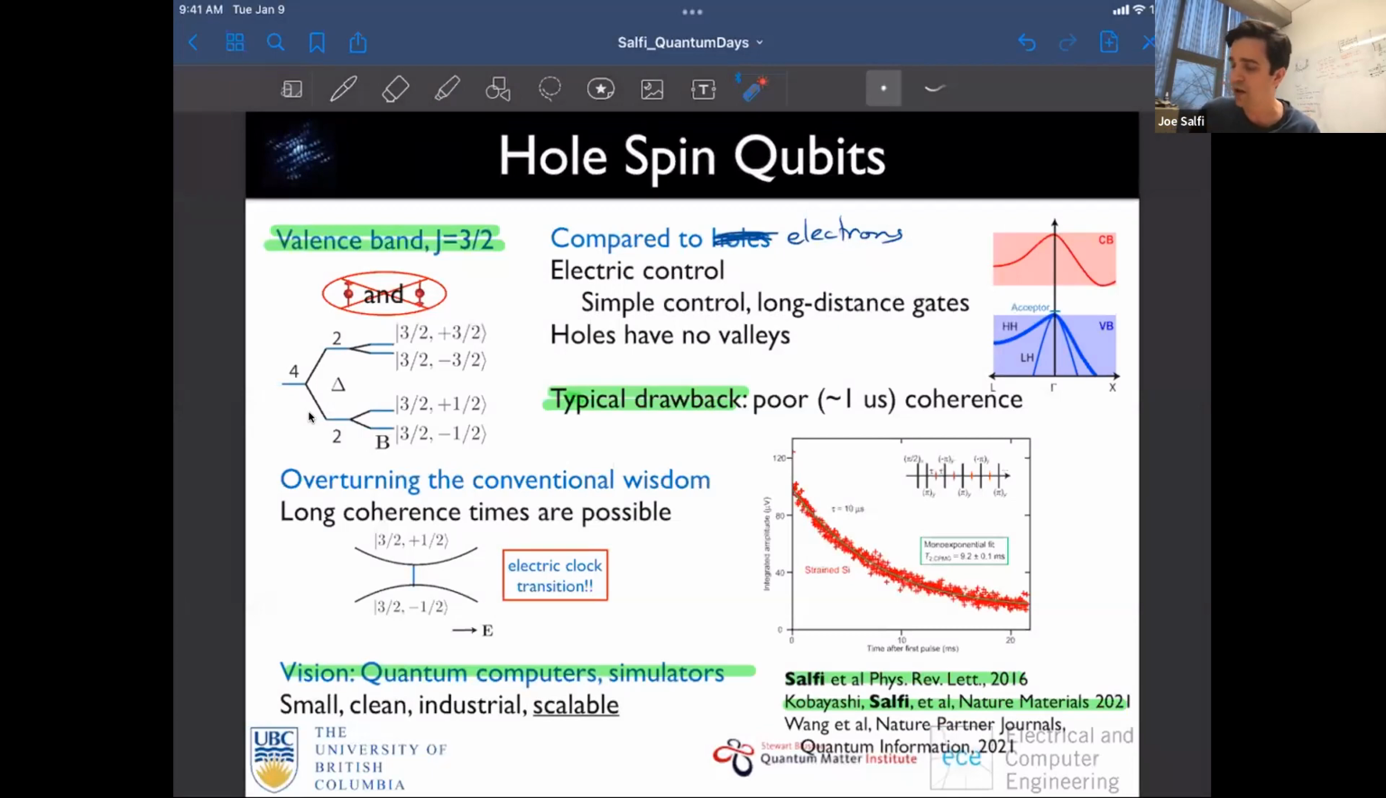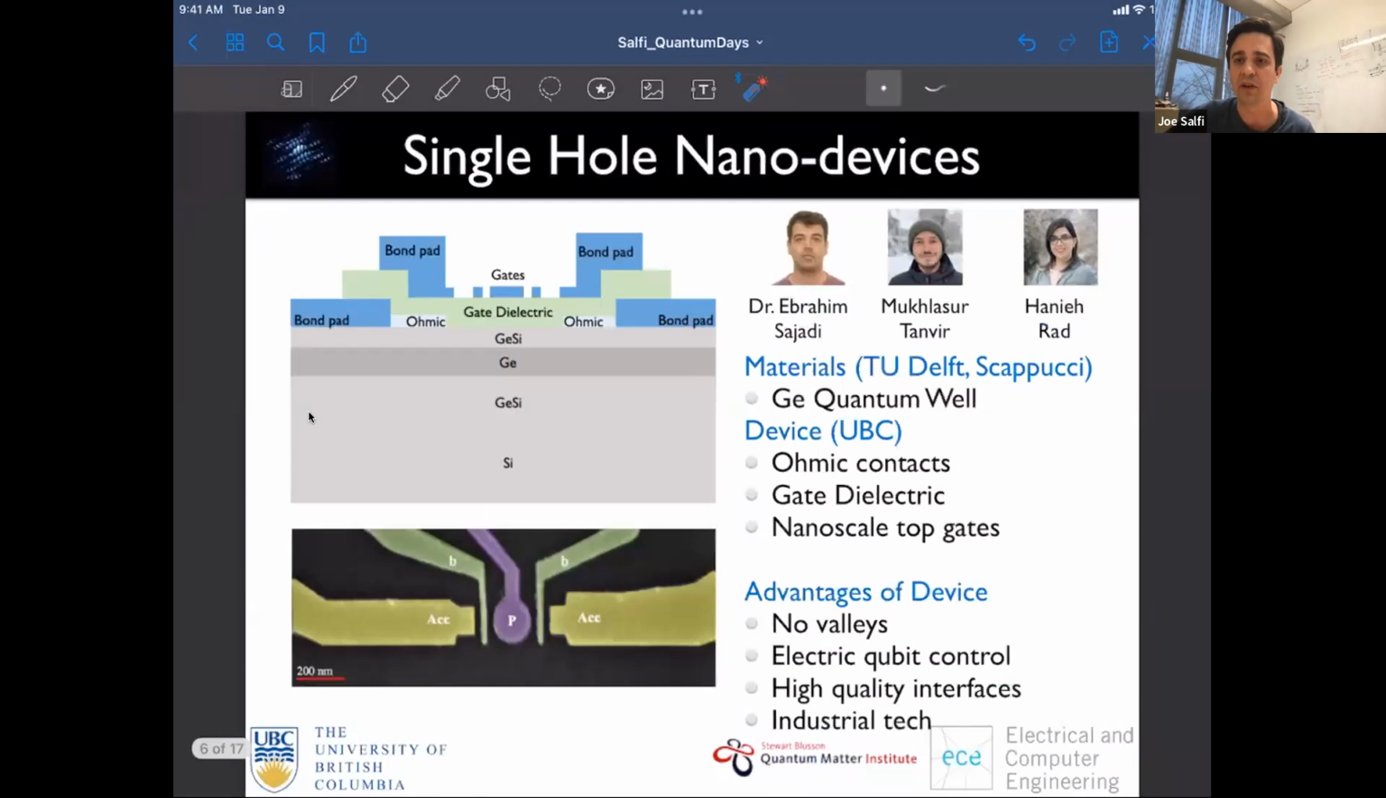And now we're working on this to try to show that you can get this control. And the vision is to add scalable to the list of small, clean, and industrial. And on top of that, there are some other opportunities that I'm going to talk about directly. What I'm going to show you now is a couple of different results that have come out of my group.